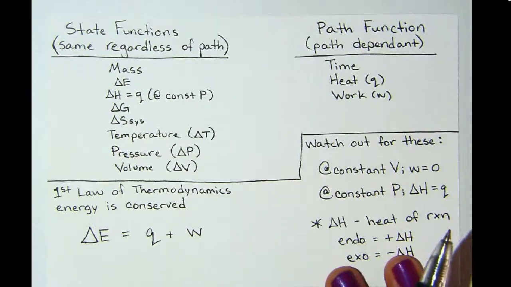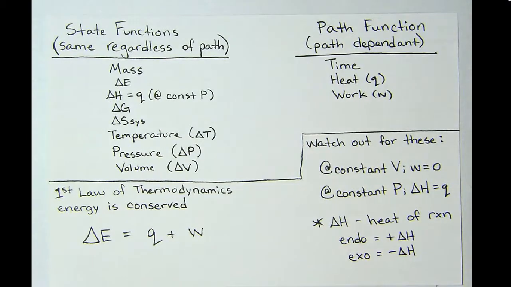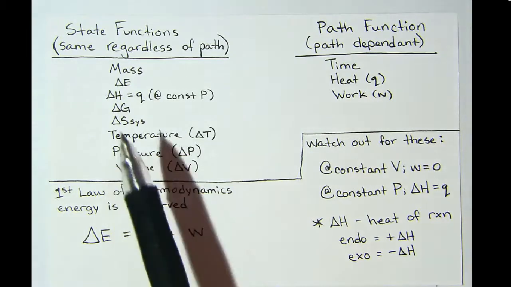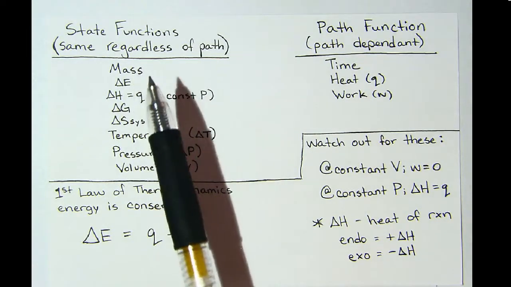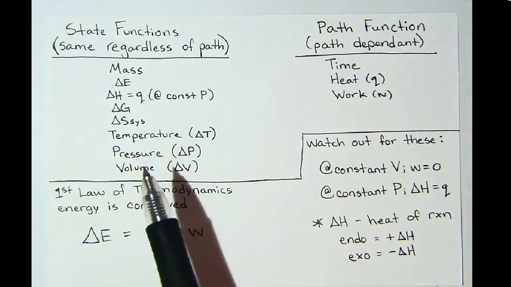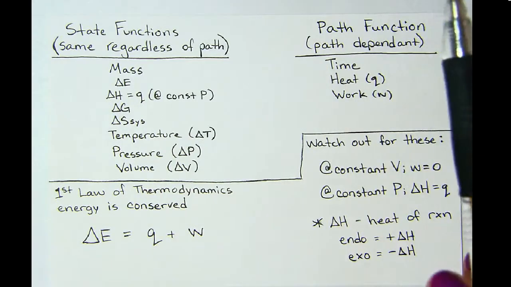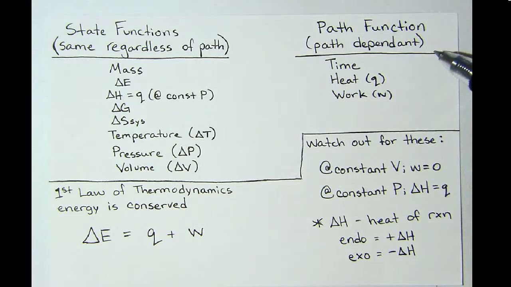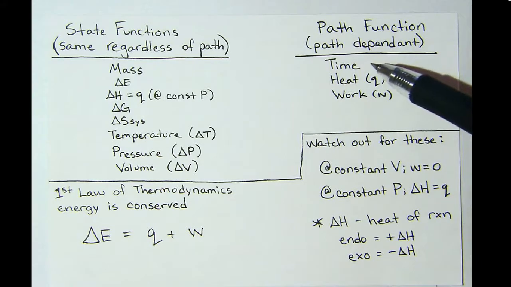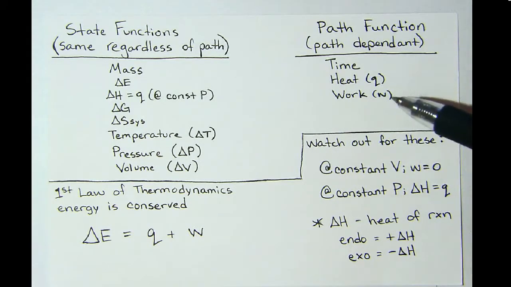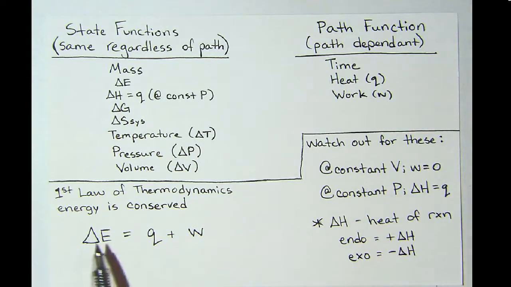Here's your note card for this section. State functions are going to be the same regardless of the path, and this is your list of things that are state functions. Path functions are going to depend on the path that's taken. So here are your path functions. Time, heat is Q, and work, W. The first law of thermodynamics says that energy is conserved. So delta E is going to be equal to Q, the heat, plus W, the work.